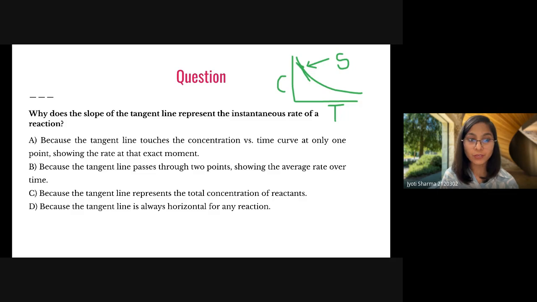So I have four options. A: because the tangent line touches the concentration versus time curve at only one point, showing the rate at that exact moment. B: because the tangent line passes through 2 points, showing the average rate over time. C: because the tangent line represents the total concentration of the reactant, and D: because the tangent line is always horizontal for any reaction. So can you give me the answer for this? Why does the slope of the tangent line represent the instantaneous rate of the reaction?